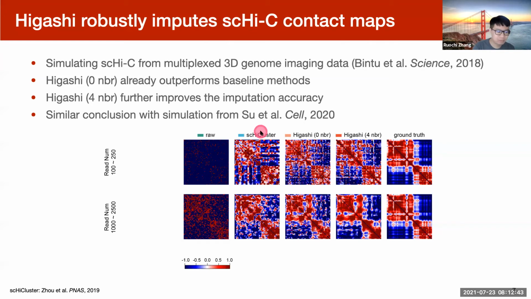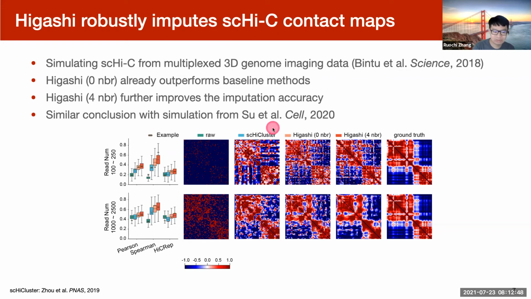To show that the information sharing scheme is actually useful, we include the imputation results from Higashi with k equal to 0 and 4. Here, each row corresponds to one simulated sequencing depth, and each column corresponds to an imputation method. And as shown in the slide here, without using neighboring information, Higashi can already outperform the baseline methods. And by incorporating the neighboring information, the imputation accuracy is further improved, showing clearer boundaries in the contact maps as well.